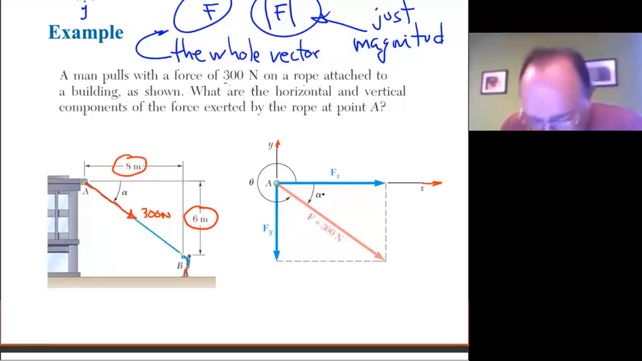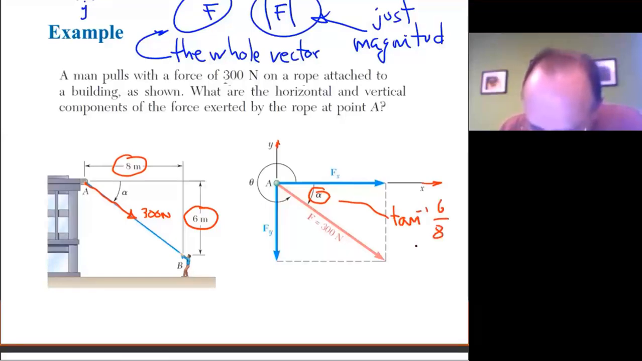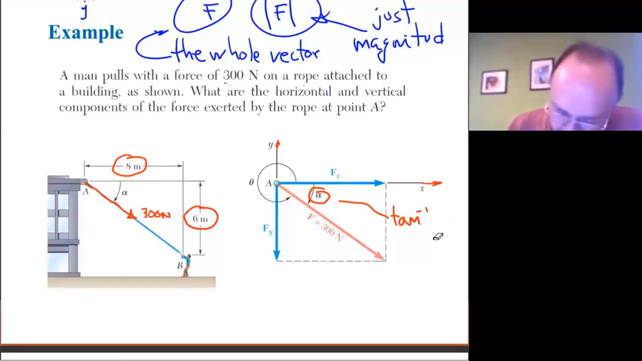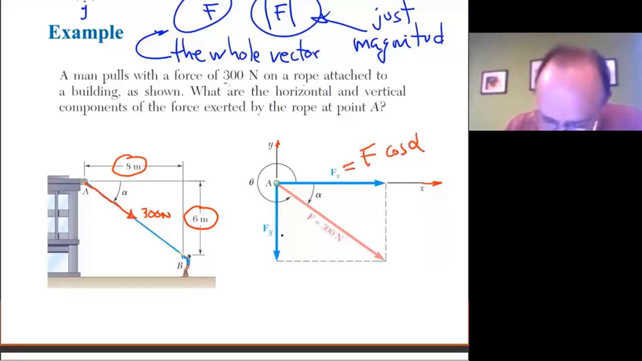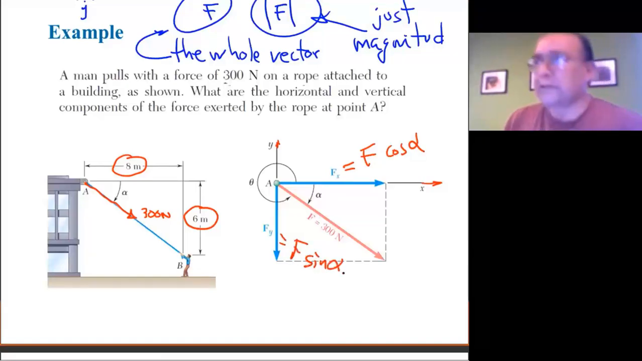We can do several things. We can find the alpha angle. We can do many things here. Tangent. So we can find the alpha angle by the arctangent, right? Arctangent of 6 over 8. We can also do something different, but that's a good thing to do. You can do the arctangent, and once you have the angle, then you can find Fx as F cosine alpha and Fy as F sine alpha, right? That's a way to do it, right?